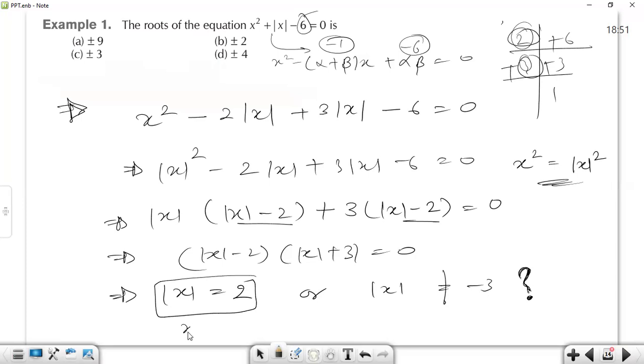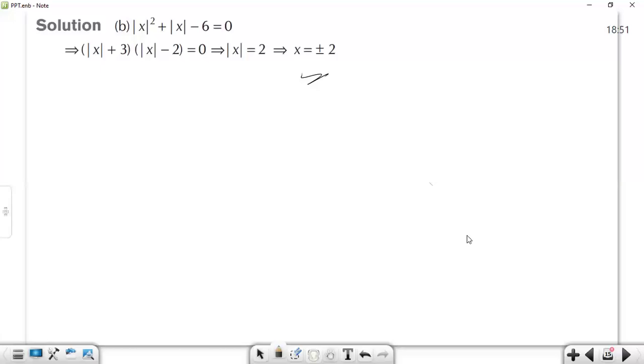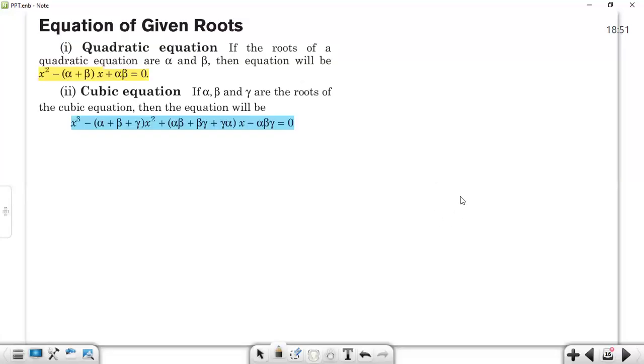If we solve for x, x can be plus 2 or x can be minus 2. So the solution is plus minus 2. Understood? Is this question clear? Yes, sir. Great. This is our solution. So we can formulate a quadratic equation using roots in this manner.